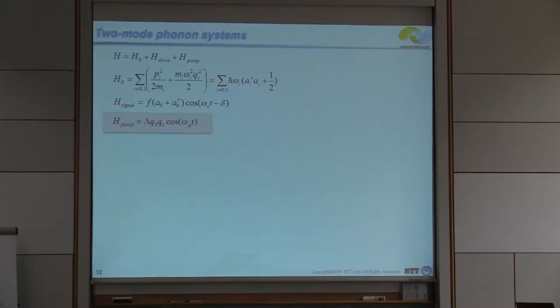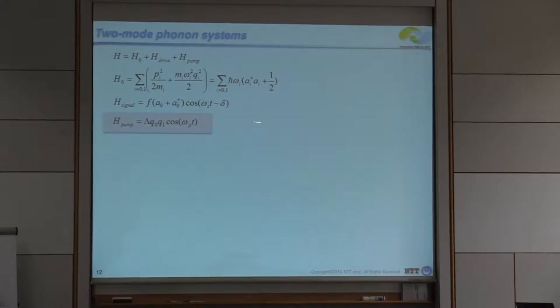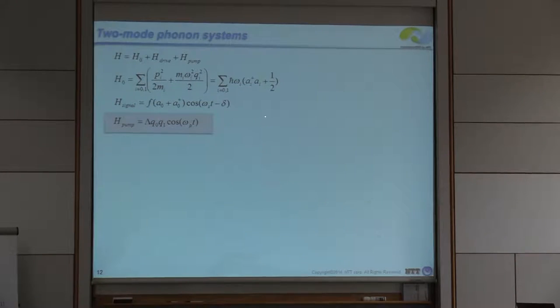Let me explain using this Hamiltonian system. Because we have two beams, it corresponds to two modes, and they have different frequencies, right? So this corresponds to this Hamiltonian, with the creation and annihilation operators for each mode, and this is a driving force, applied to only one beam. We need to introduce some coupling between these two modes, so the coupling Hamiltonian can be given by this formula. Later I will show you why we can get this Hamiltonian.